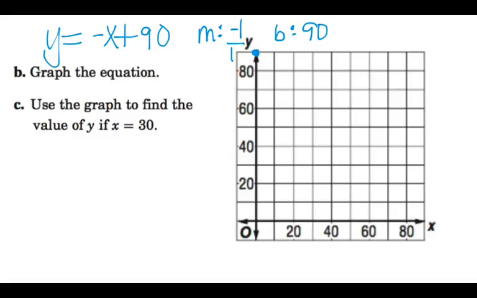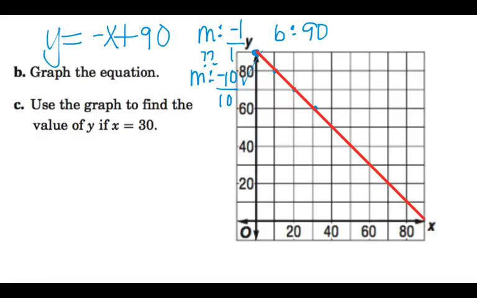Now, these are going by tens, my intervals, if you noticed. So it's going to be very difficult to go down 1 and over 1. But could I say, talking equivalent fractions, is negative 10 over positive 10 equivalent to negative 1 over positive 1? Yes, it is. So I could actually go down 10 and to the right 10, down 10 to the right 10, down 10 to the right 10. And I end up with this line right here.